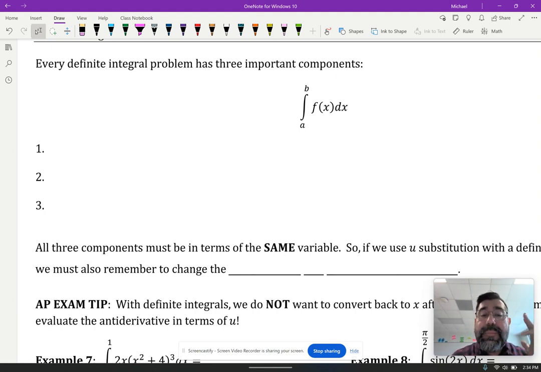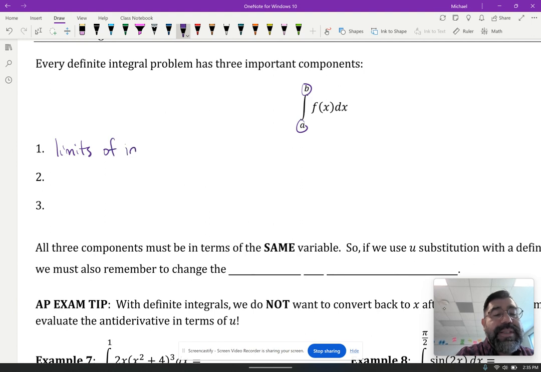We have three important components in definite integrals. The first one is the limits of integration. The limits of integration, if you recall, tell me where to begin and where to end my area finding, my shading under the curve.